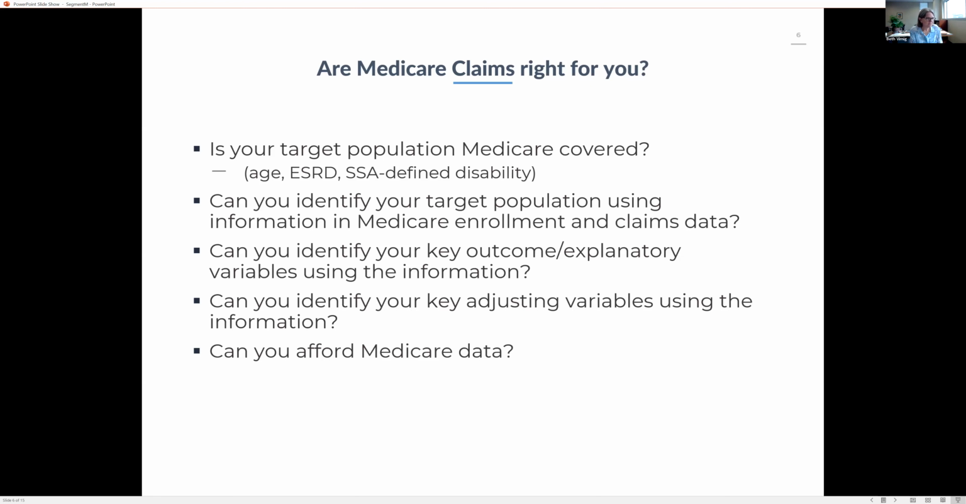Can you identify, as Nate asked, your key outcome and explanatory variables, your key adjusting variables? And then finally, can you afford Medicare data? And honestly, one more to add in is getting these data takes time, and using these data takes time. So from time to time, occasionally people will call me in my ResDAC role. They would call me up and say, look, I need this because the abstracts are due next week. I just say, no, you can't get from receiving data to having a poster ready for a meeting in a week. So does your time frame work? Does your budget work? And are they the right data for you scientifically?